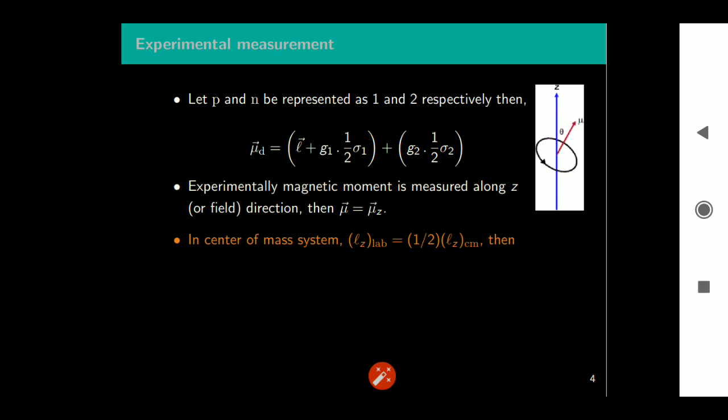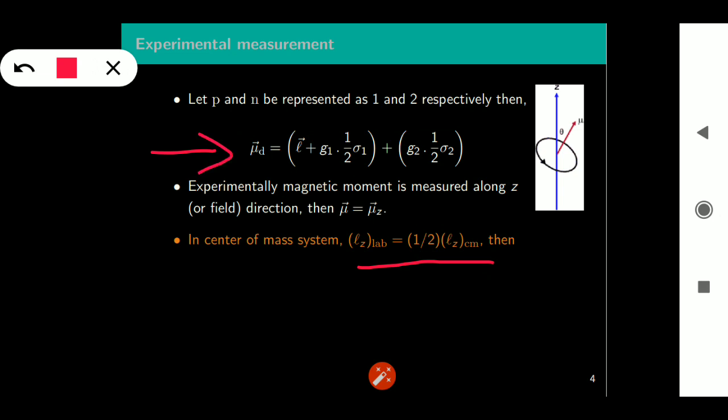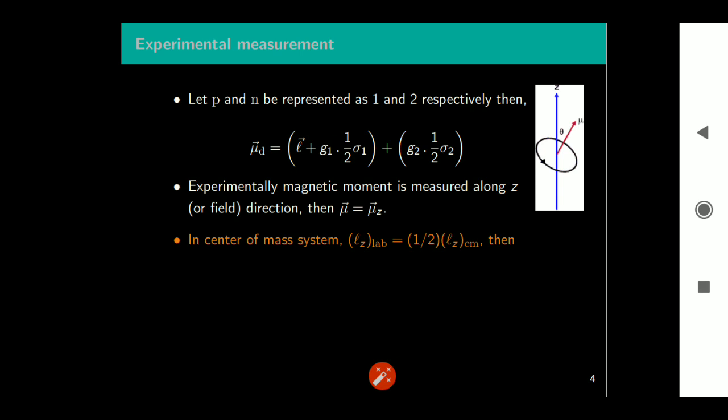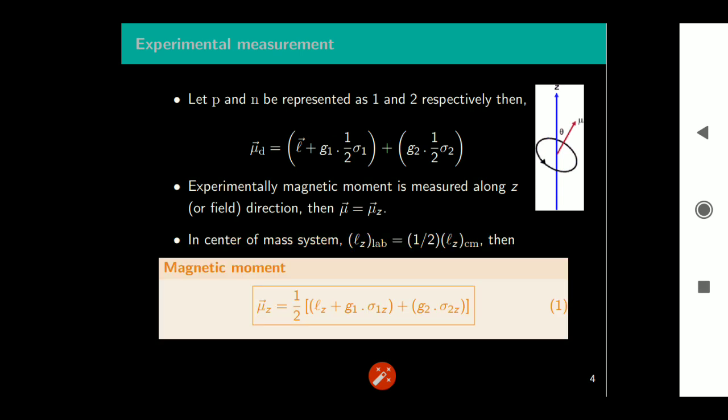In the center of mass system, Lz in the lab is equal to half times Lz in the center of mass system. Using this in this equation, we can simplify further the expression for magnetic moment and, taking the fraction common outside, mu z, which is basically the magnetic moment, equals the fraction times Lz plus g1 sigma 1z plus g2 sigma 2z. Remember this equation, we will be using this equation 1 again and again. So this mu z equation 1 is basically the expression for the experimental measurement value of magnetic moment.